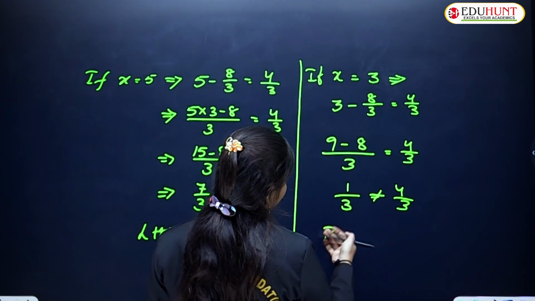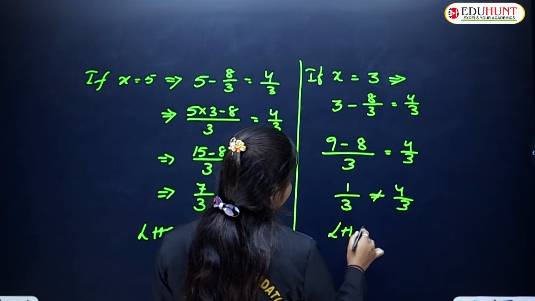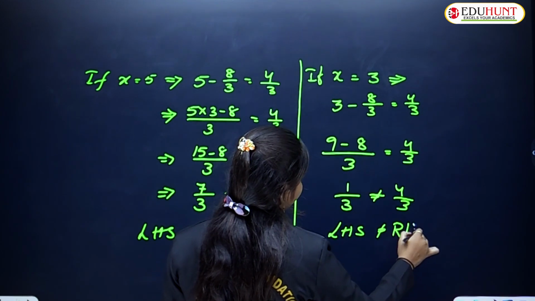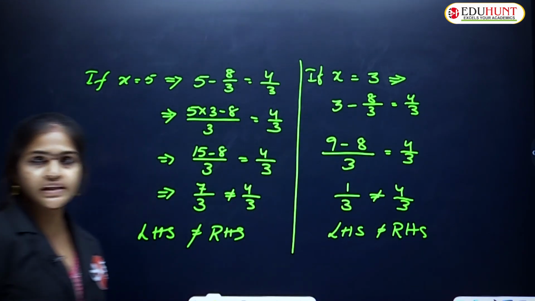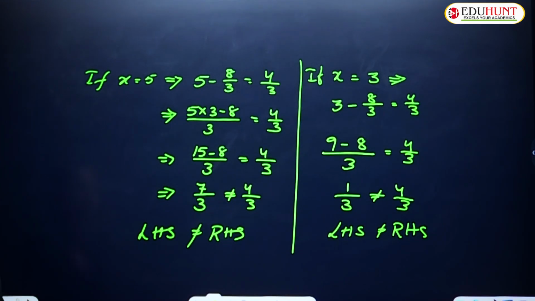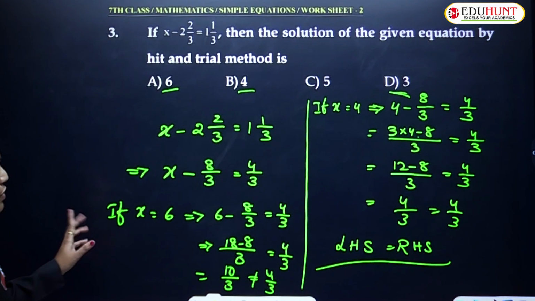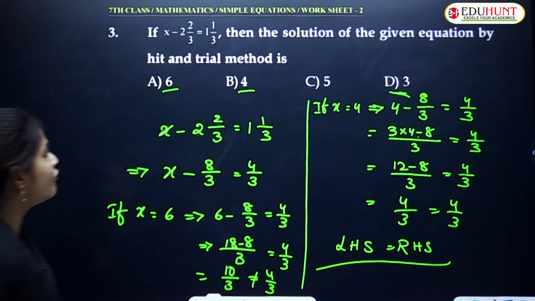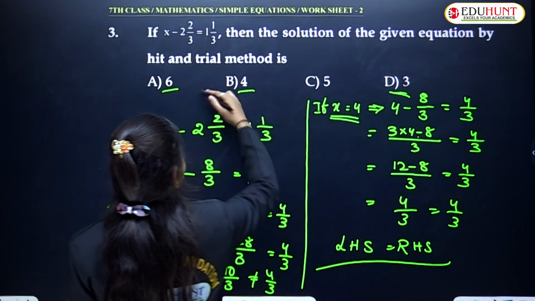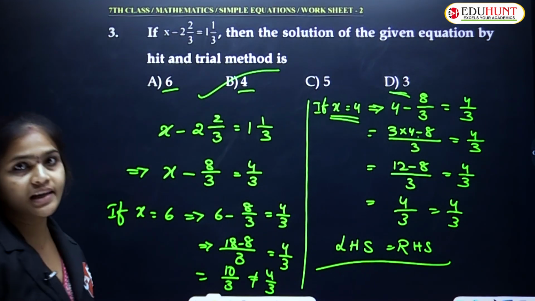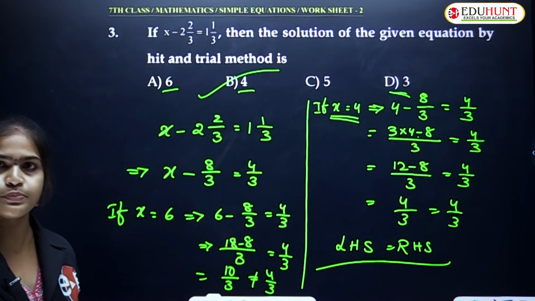And in the same way here also LHS value is not equal to RHS. Am I clear here? Yes. So these two values also do not satisfy. So which option is satisfying here? If x is equal to 4, then only it is satisfying. Then finally here B is the correct answer, that is 4.